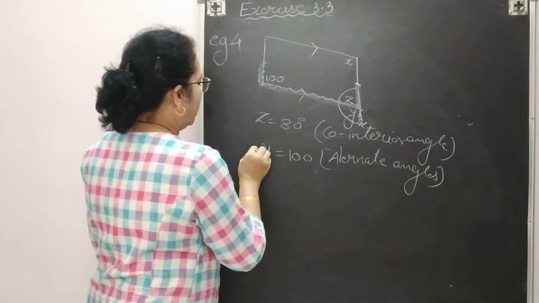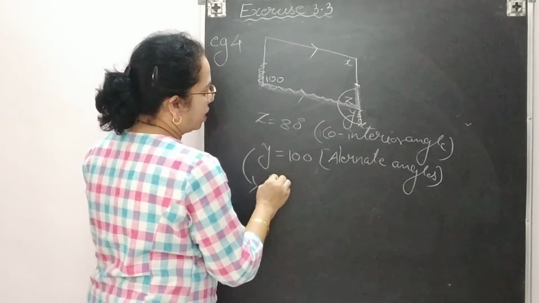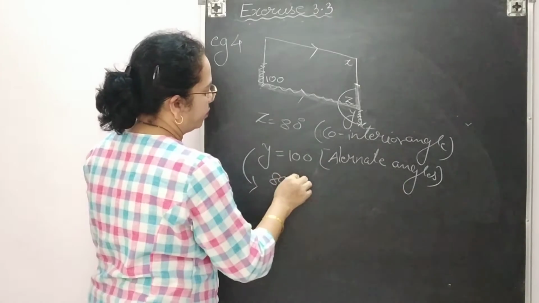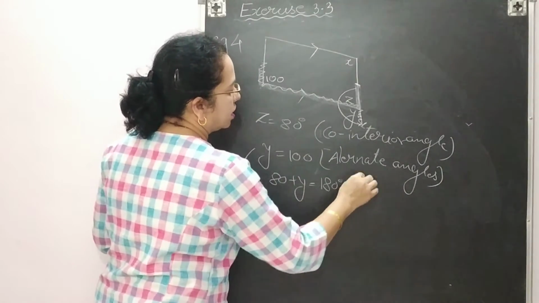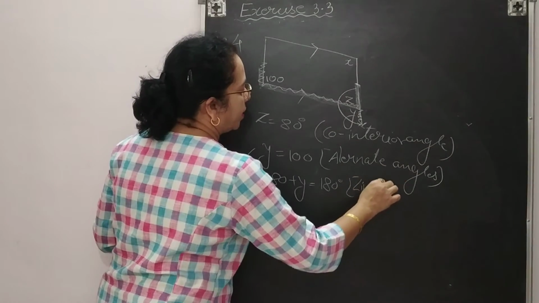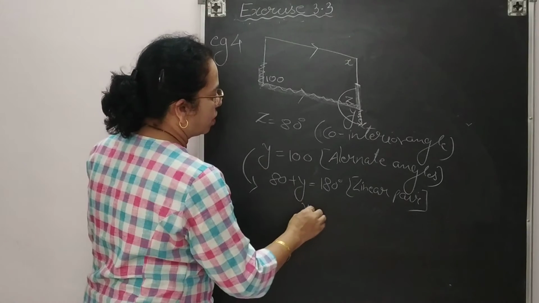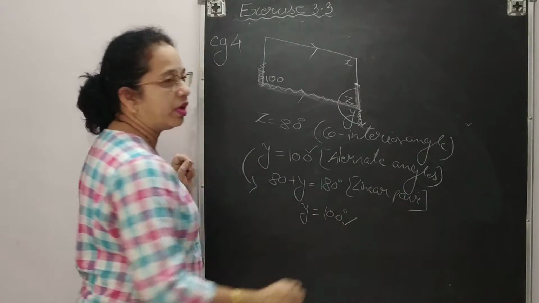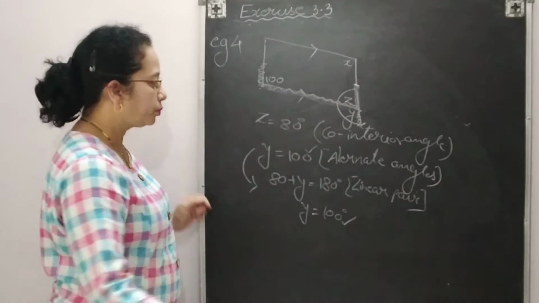Okay. If you are taking it as a linear pair, you can write down 80 plus y is equal to 180 degrees. What is the reason? So you will write here linear pair. Whatever concept you are using, you will write down. So again y is equal to 100 degrees. See this 100 degrees, this 100 degrees, the value of y is the same, but the way of solving is different.